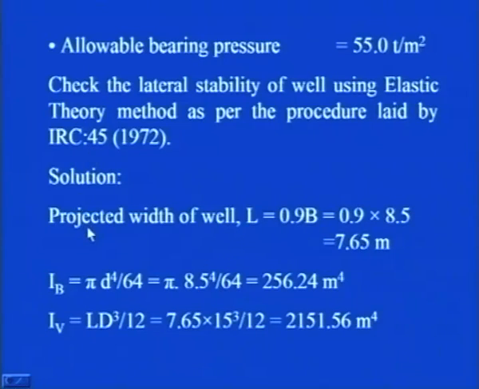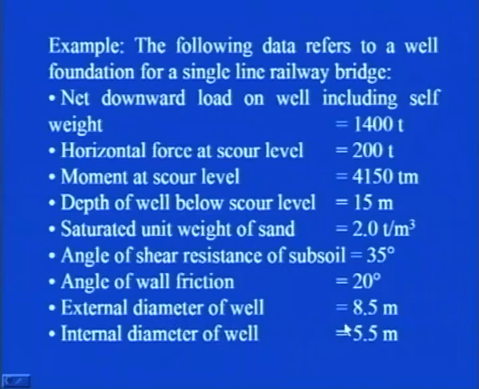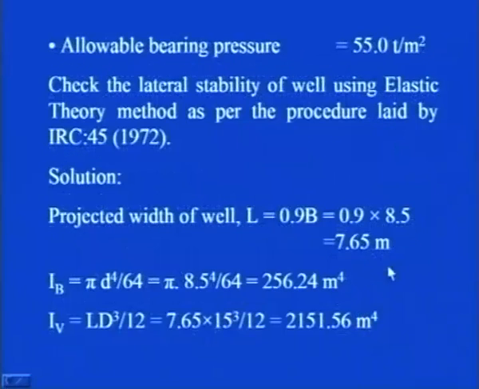First, as I told you, the projected width of the well is equal to some shape factor multiplied by the dimension of the well. In case of a circular well, that shape factor was recommended as 0.9. So, in this case, the projected width of the well will be equal to 0.9 times B, where B is the external diameter of the well, which is 8.5. So, this L, the projected width of the well, will be equal to 0.9 times 8.5, and that is equal to 7.65 meter.